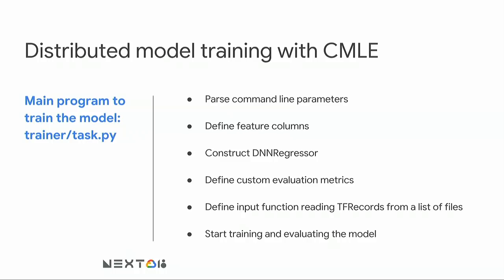And again, let's go over what it does. It parses command line parameters. It defines feature columns. It constructs DNNRegressor, defines evaluation metrics if you need any. It defines the input function that will be reading TFRecords from a list of files. And it will start training and evaluating the model.